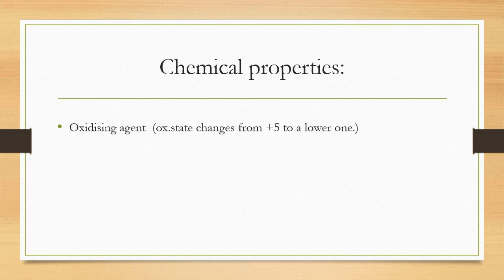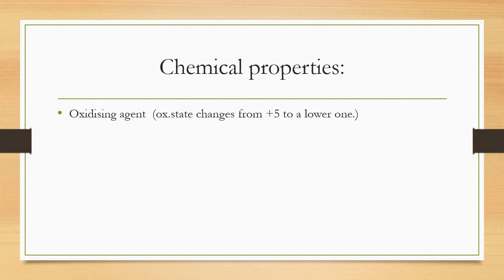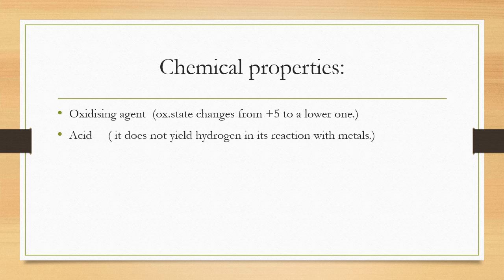Next, about its chemical properties. It can act as a very good oxidizing agent because, you know that nitrogen's oxidation number is +5 in nitric acid. So that will change from +5 to lower. Then it can act as a very good acid that does not yield hydrogen in its reaction with metals. Next, it can act as a very good nitrating agent. These are the things which you have studied already. What is meant by nitrating mixture? That is concentrated nitric acid and sulfuric acid.